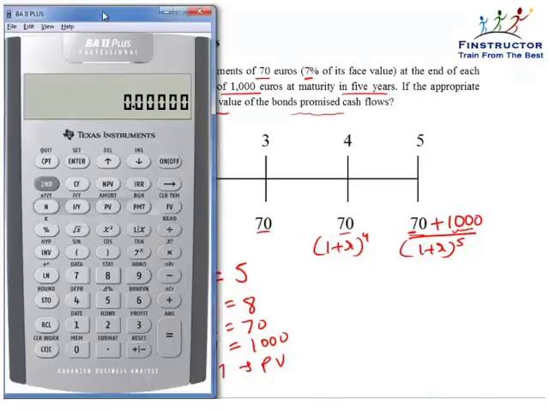So N is equal to 5. Press the button 5 and press N. I/Y is equal to 8. Press 8 and press I/Y. We need to compute PV, so ignore that.